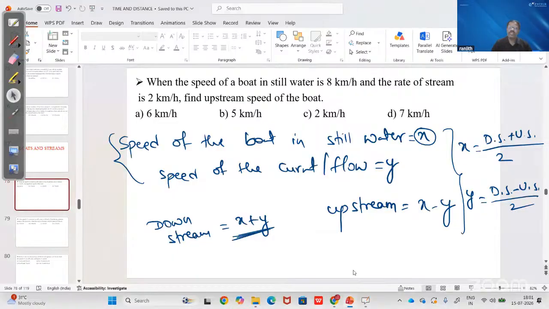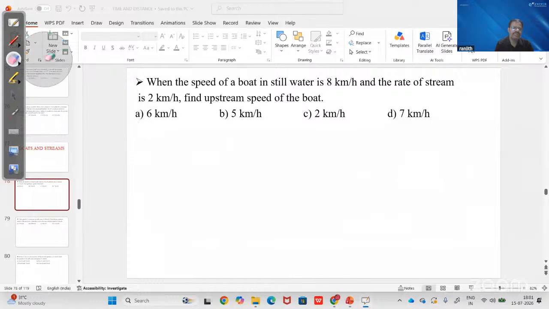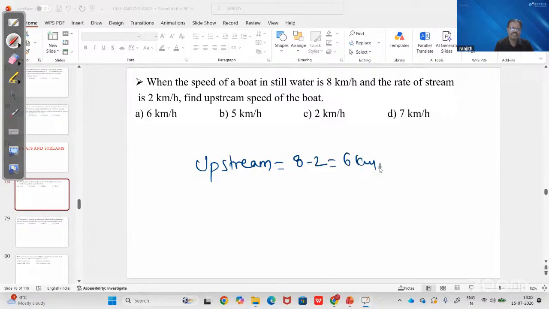When the speed of boat in still water is 8 kilometers per hour and the rate of stream is 2 kilometers per hour, find the upstream speed of the boat. Upstream is nothing but we need to take the subtraction, so upstream equal to 8 minus 2 is equal to 6 kilometers per hour.